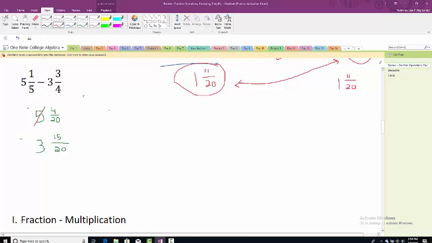So we have to borrow. So we're going to make this 5 a 4. And we're going to add the 1 that we took from the 5 to the fraction. Only we don't want to think of it as 1, because that makes it harder to add. What we want to do is think of it as 20/20. Think of that. 20/20 is 1. But by making it 20/20, it allows us to add that because we have a common denominator. So that becomes 4 and 24 over 20.